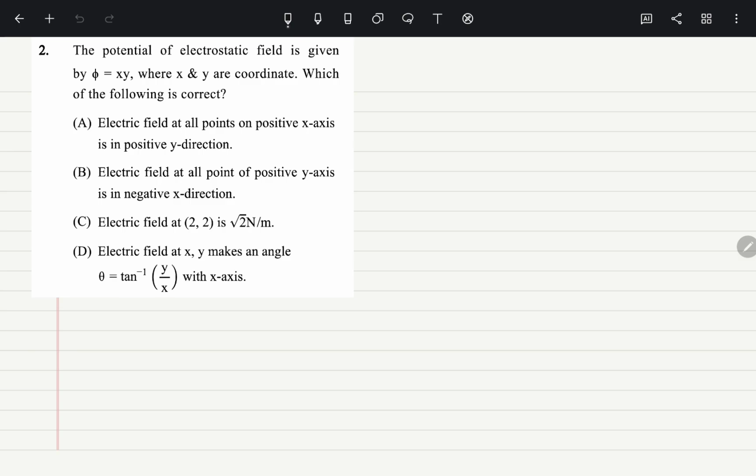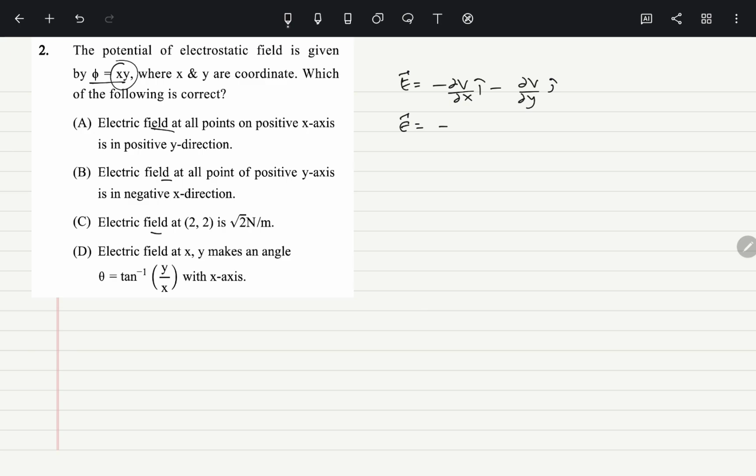Okay, this is the second question, which is based on the relation between potential and electric field. The potential is given as phi equal to xy, in terms of x and y coordinates. So we need to find the electric field. How can we find the electric field from the potential? E equals minus del V by del x i cap minus del V by del y j cap. So the electric field is minus, if we differentiate del V by del x. This is partial differentiation, right?